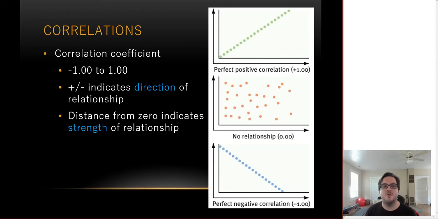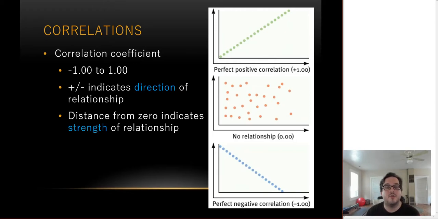So these are the two things that you can get from a correlation coefficient, from this number. One, it's either going to be positive or negative, and that indicates the direction of the relationship. If it's positive, the two variables change in the same direction. They both go up together, or they both go down together. If it's negative, then as one increases, as one goes up, the other one tends to go down.